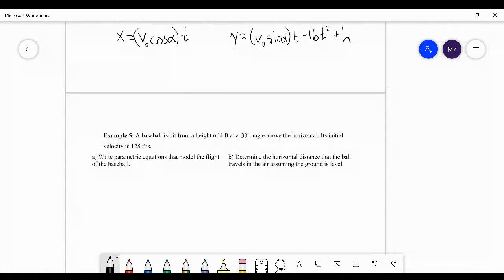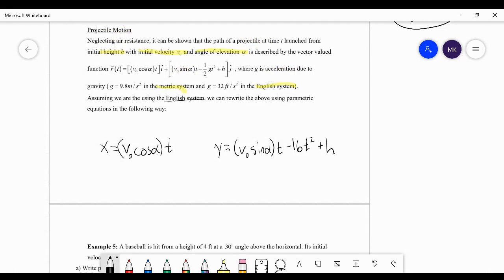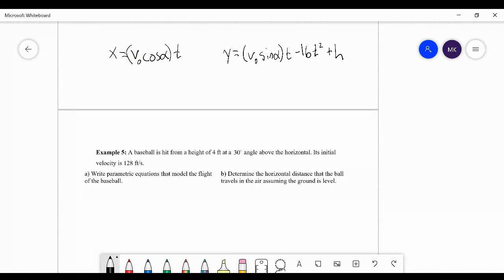Let's do an example. So if a baseball is hit from a height of 4 feet at a 30-degree angle above the horizon, its initial velocity is 128 feet per second. We want to first, A, write parametric equations that model the flight of the baseball. So remember, what we needed to be given was its initial height, its initial velocity, and its angle. We were given the initial height, the initial velocity, and its angle.